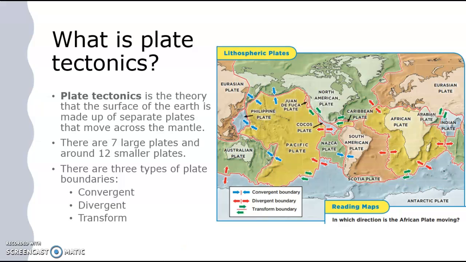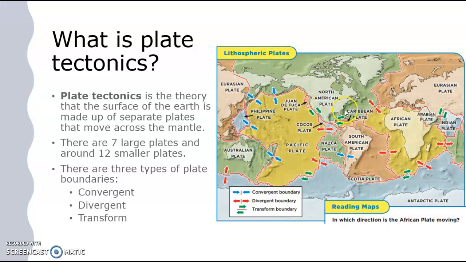What is plate tectonics? Plate tectonics is the theory that the surface of the Earth is made up of separate plates that move across the mantle. There are 7 large plates and around 12 smaller plates. And there are 3 types of boundaries that we're going to talk about. And you can see the boundaries along here.